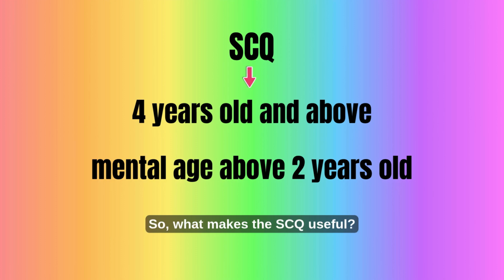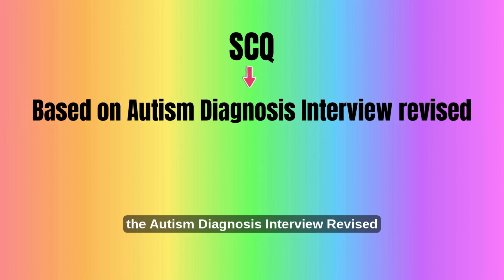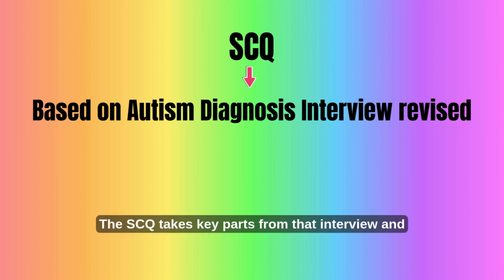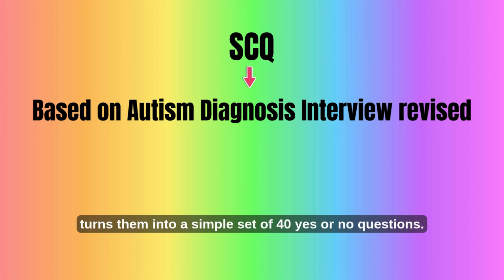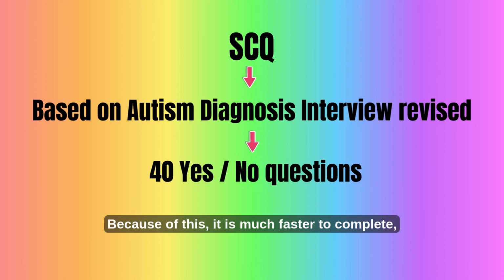So, what makes the SCQ useful? It is usually based on a longer and more detailed assessment called the Autism Diagnostic Interview-Revised, or ADI-R. The SCQ takes key parts from that interview and turns them into a simple set of 40 yes or no questions. Because of this, it is much faster to complete, usually taking less than 10 minutes.